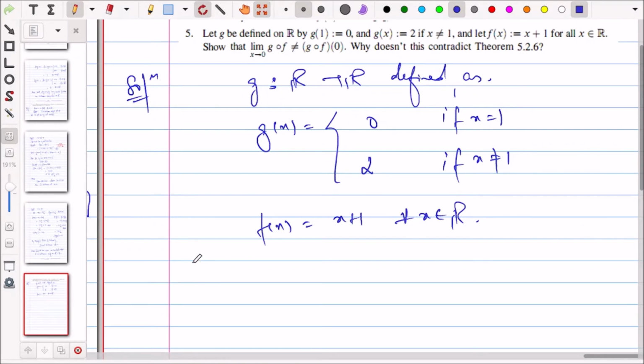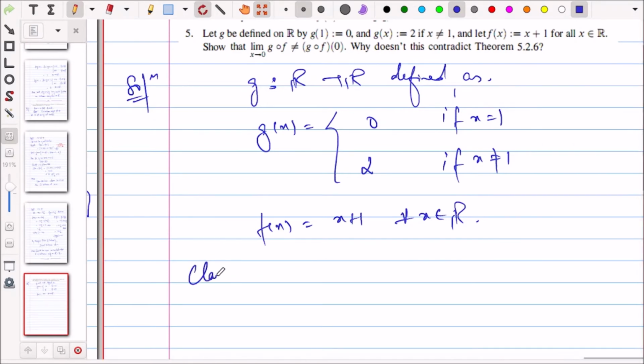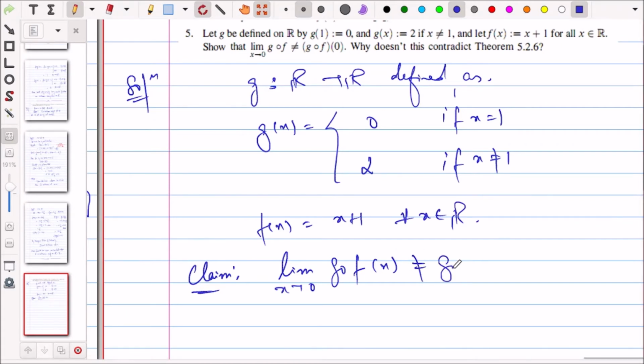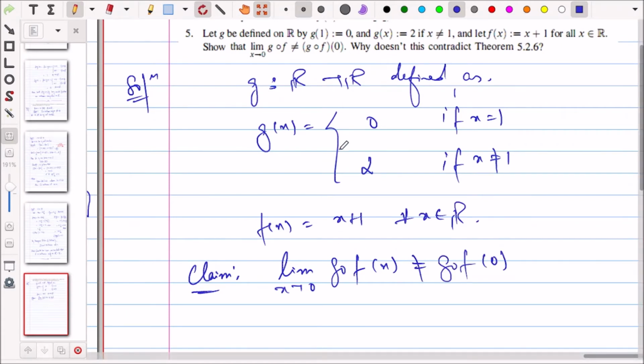Claim: limit as x tends to 0 of g of f(x) is equal to 2, which is not equal to g of 0. Because the function is defined like this, we can do this in two ways. We can use the sequential criteria for limit, or we can use the epsilon-delta definition.